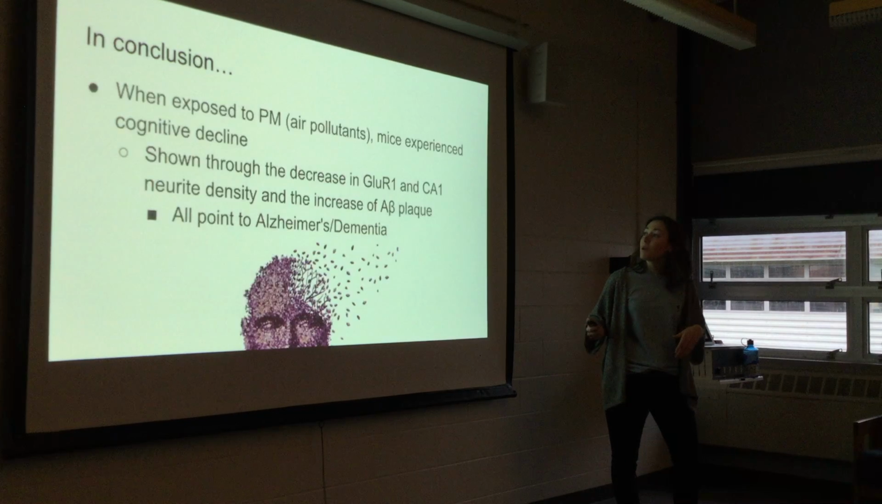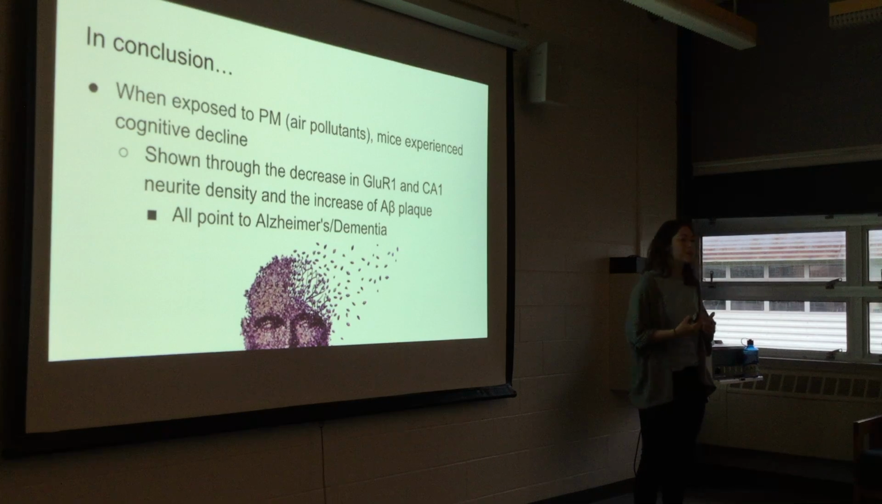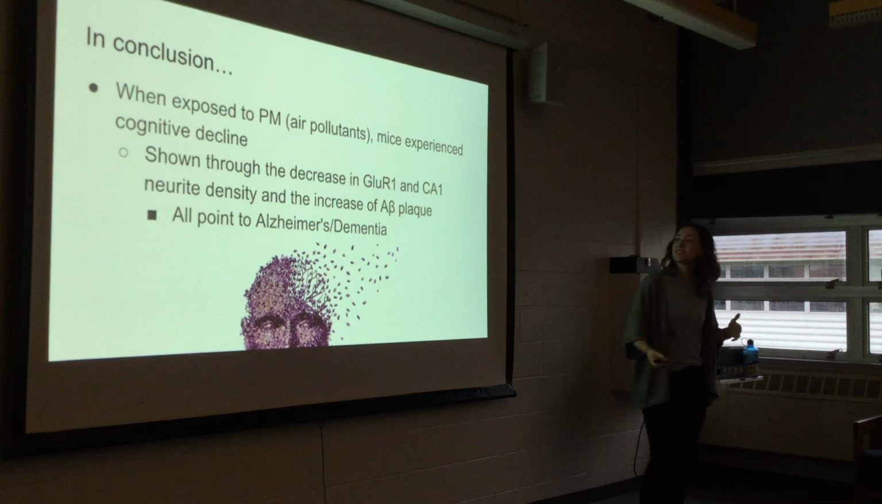So this all points, in conclusion, to Alzheimer's dementia in the mice: the decrease in the GluR1 protein, the decrease in the CA1 neurite density, and the increase in the A beta plaque, which was identified by thioflavin S. So when these mice were exposed to the PM 2.5, they all pointed to the increased risk of Alzheimer's and dementia.